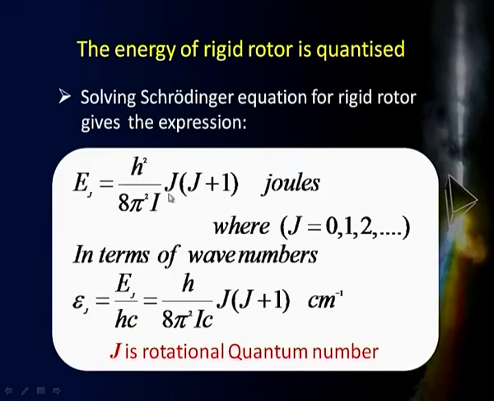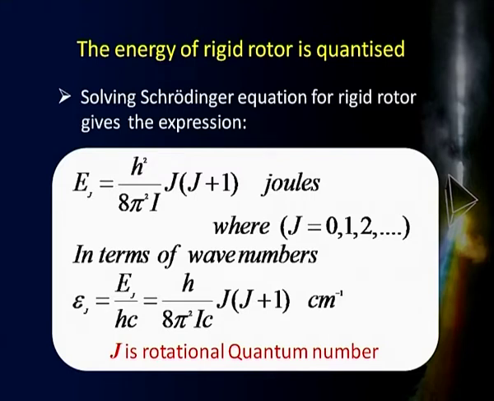So, we will try to convert this expression E j. We can define a small epsilon j, or small E j, to be equal to E j by h c, where E j is the energy in joules. If you divide by h c, that comes out in centimeter inverse. Basically, I am just converting the units from joules to centimeter inverse. So, for microwave spectroscopy, normally this is the expression which is used more often. So, what we get is epsilon j equal to h by 8 pi square I c times j into j plus 1, and I said earlier j is a rotational quantum number.